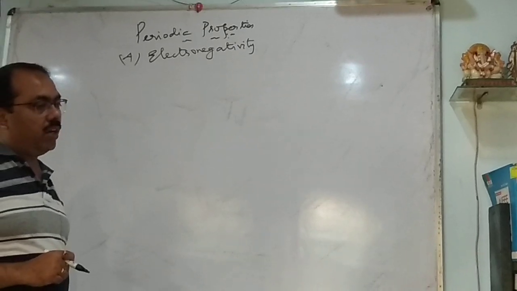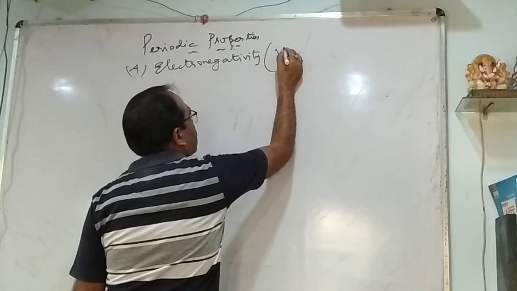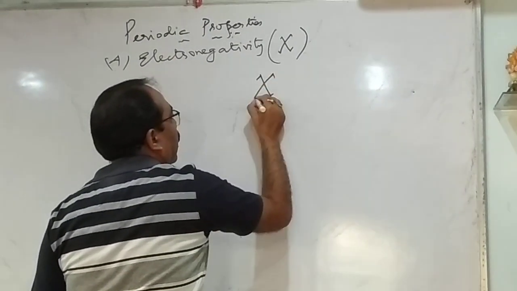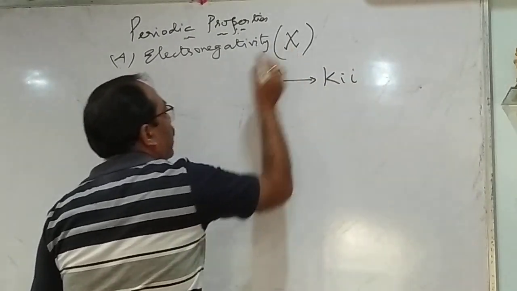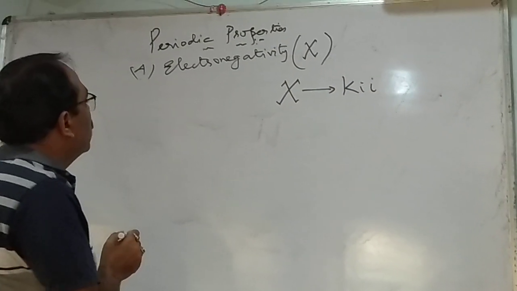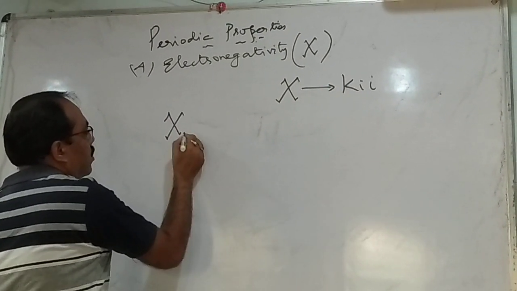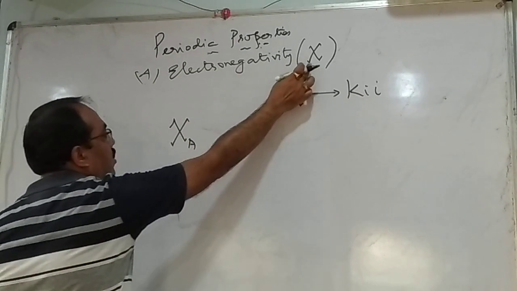The next property is electronegativity, which is denoted by the symbol chi, spelled C-H-I. So when I have an element, let us say A, it is written as chi A in this way. So electronegativity, first of all, is denoted by this.